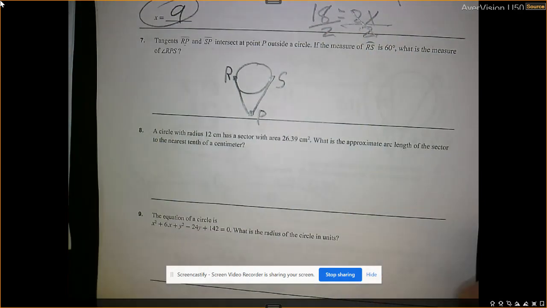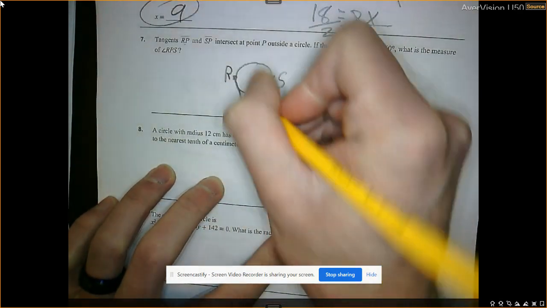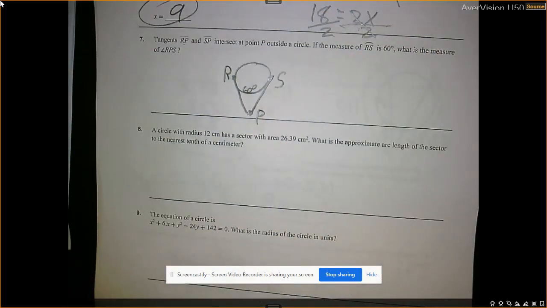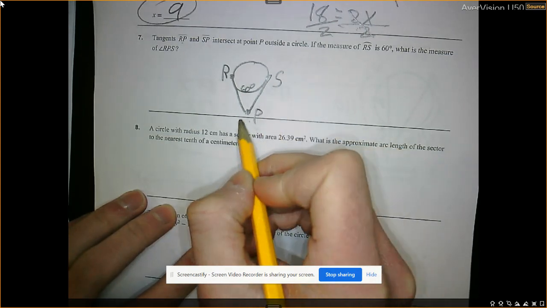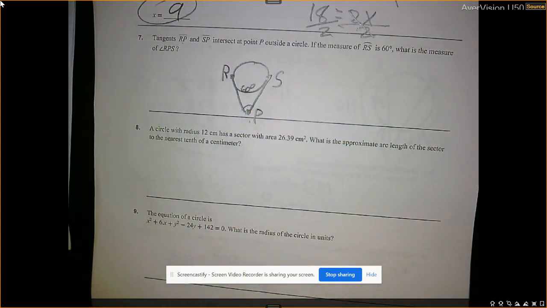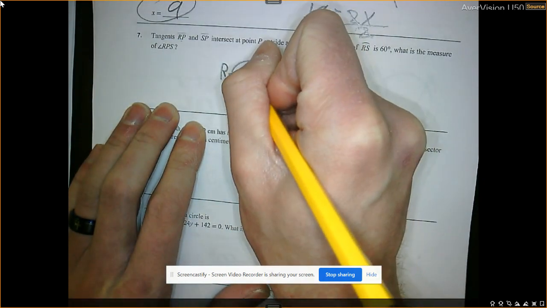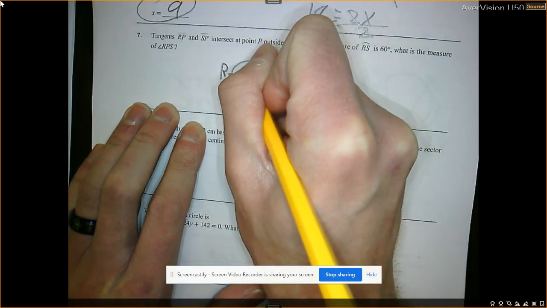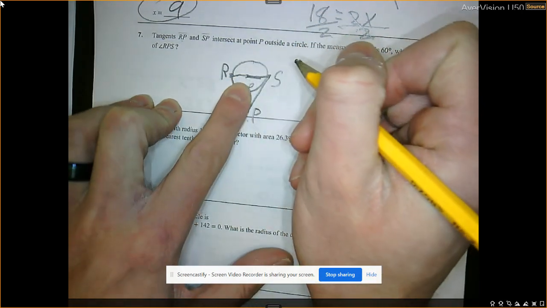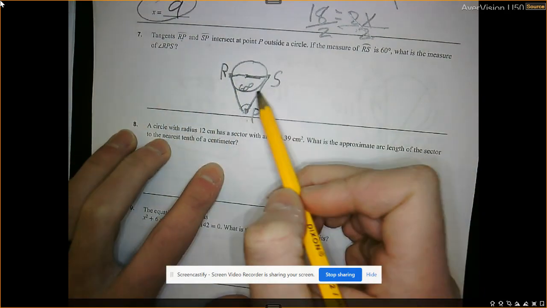So this is SP. Now it says RS, so that's this arc here, is 60 degrees. What is the measure of RPS? That's an angle. That is this angle measure that we're looking for. This is where you have to get a little bit creative and say, how can I find this? Well, now you have to draw in a central angle. Please know this is not drawn to scale, because this angle is going to look like 180, but this is really not drawn to scale.